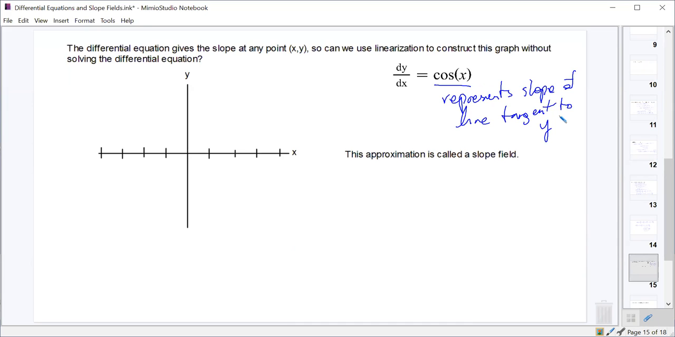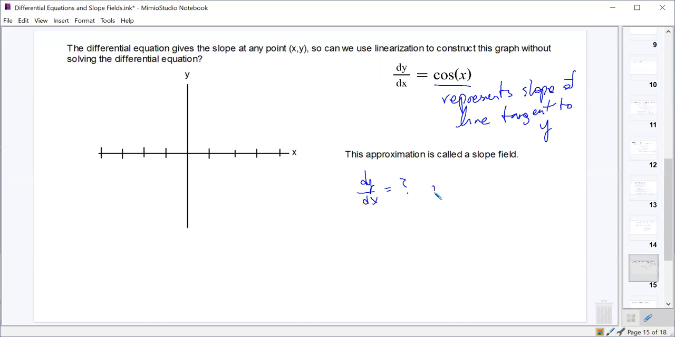What is it? Negative sine x? No, I hope it's not negative sine x. I hope it's positive sine x. Right? The integral of cosine is sine, because the derivative of sine is cosine. So if I were to use cosine x at a bunch of little x values, and sketch the lines tangent to this curve y equals sine x, it should resemble y equals sine x if I have enough of them. So that's what we're going to do.